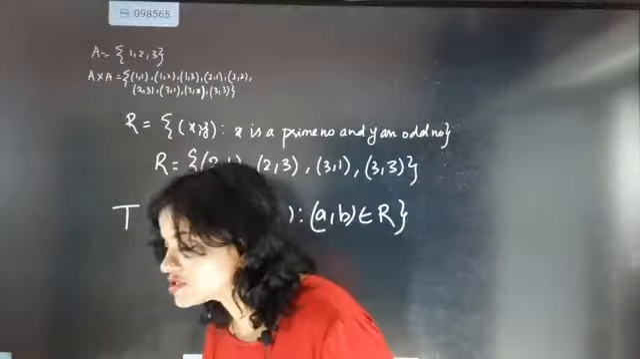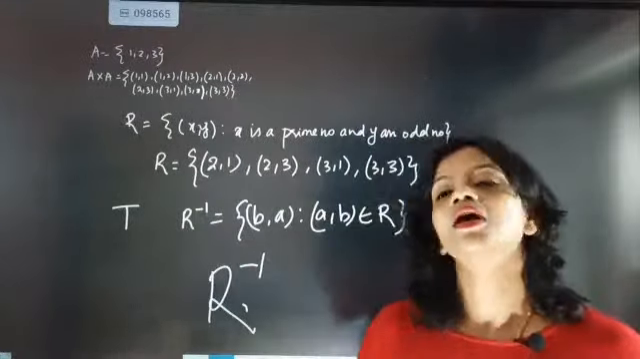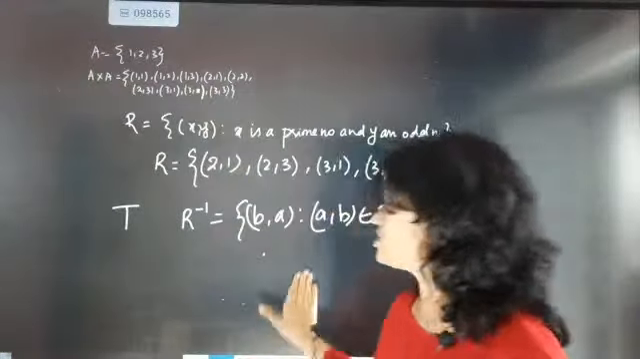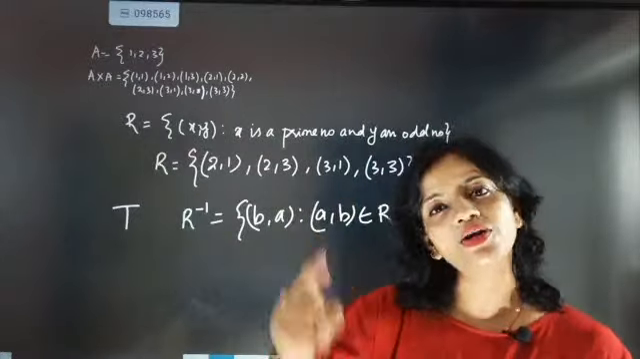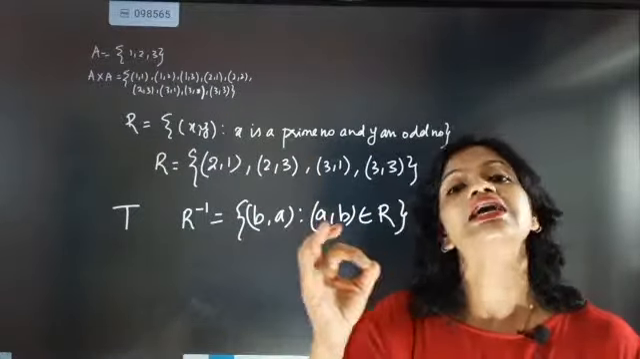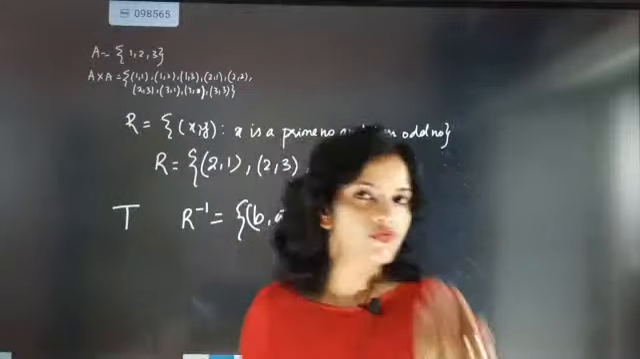Why is R inverse written? Because inverse is possible. Inverse of a relation is possible. And R to the power minus 1 is inverse of R.